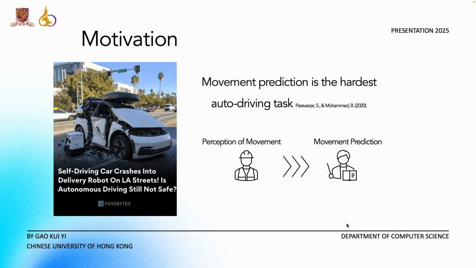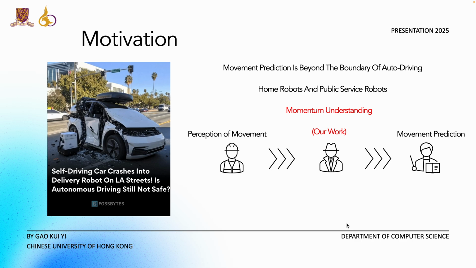And for the motivation of this project, you can see that on the left side, there's an image of sad news when a self-driving car crashes into a delivery robot, which has proved that the collision of real-life robots often occur, and auto-driving engineers need to move their attention from the perception of movement into the prediction of movement, which is regarded by some researchers as the hardest auto-driving task. So this is more beyond auto-driving task because when you try to deploy home robots and public service robots into the real world, you must make sure that it won't collide with anything or anyone, or it doesn't do any damage to the physical world or to any human being.